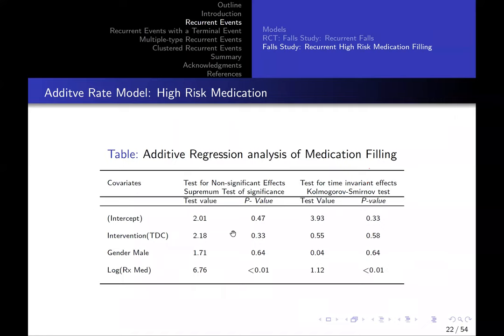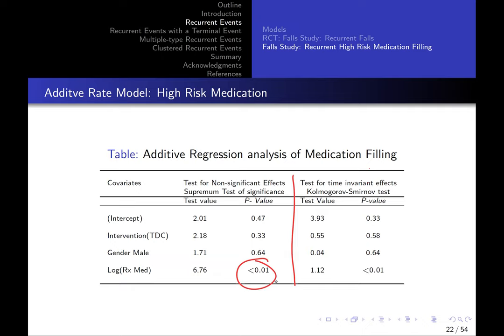Here is the output. Normally, as I said, in an additive rate model, you get a lot of coefficients estimated per time. So it's a cumulative chart, but you check whether they are significant using a supremum test. Here you can see the log of history of medication is significant. You cannot interpret it directly as two times more, but rather it gives you multiple different ways to interpret it.